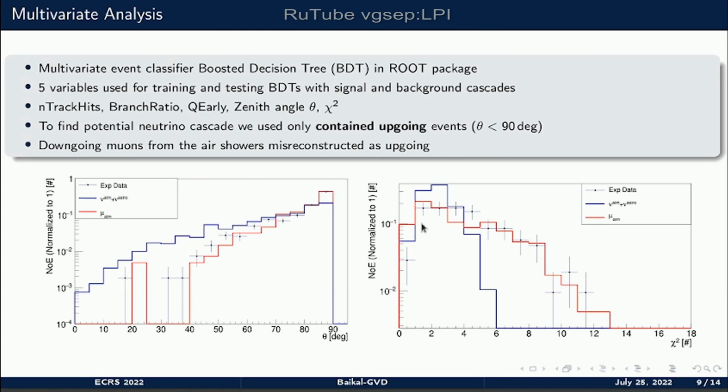And to take the most of the discriminating power of all these five variables, the 3 above mentioned and these 2, we used multivariate analysis, especially boosted decision trees, which is implemented in ROOT. And so we trained and tested these boosted decision trees only for upgoing events, because we wanted to find some interesting event in the cascade channel.